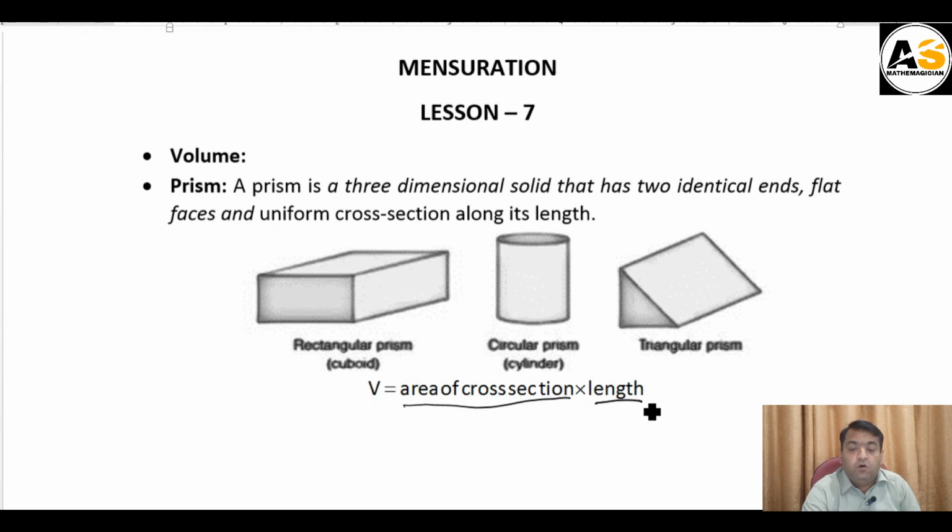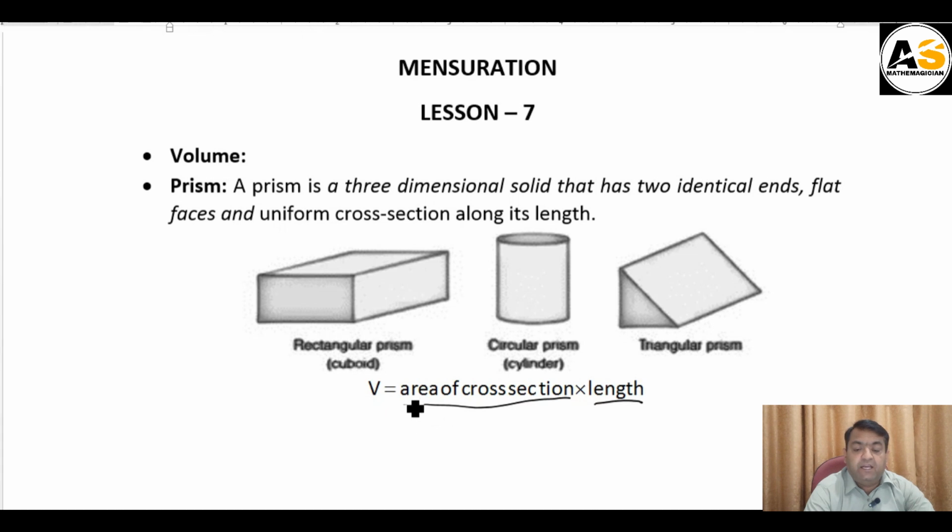For example, volume of this shape will be area of this side multiplied by this length. And for this solid, this will be area of this circle multiplied by its height. And for this triangular prism, it will be area of this triangle multiplied by this length. So volume of any prism is area of cross section multiplied by its length.